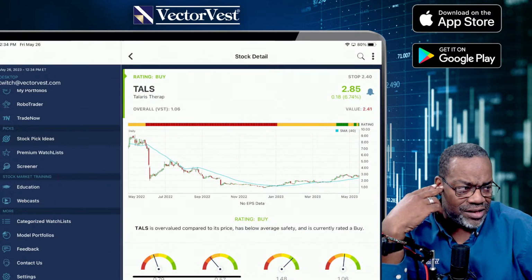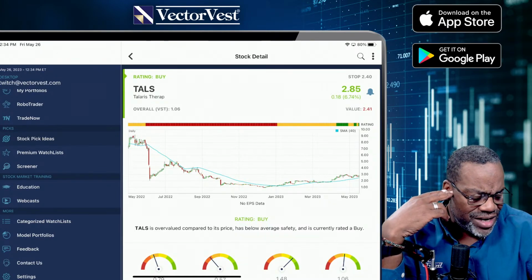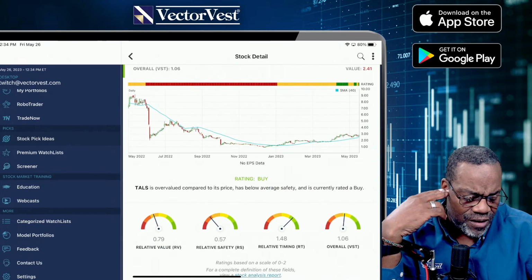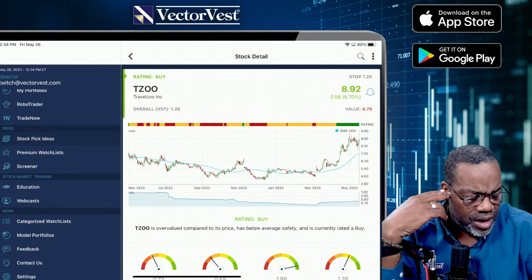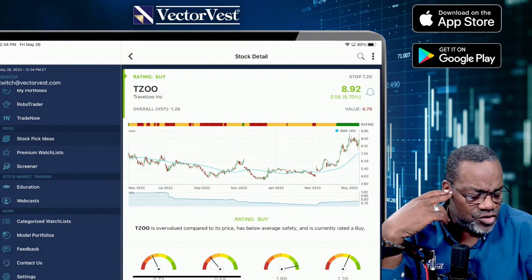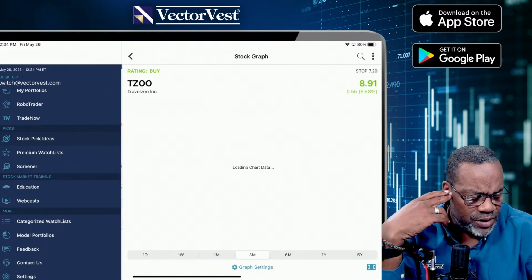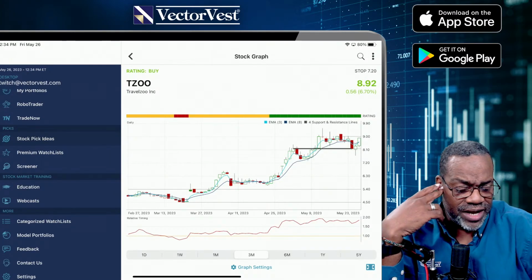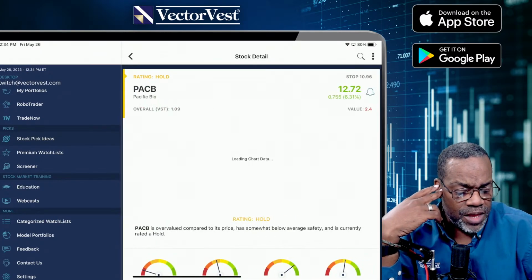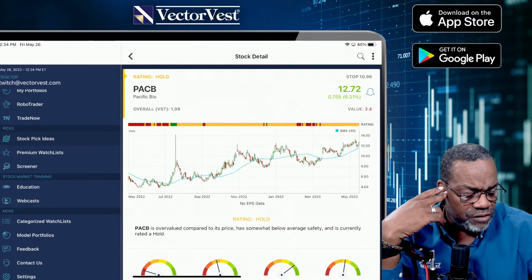TALs. I don't know if I really want this. It's riding that level of the moving average, trending down a little bit. RV and RS both below 1. I probably can find a better stop. TZOO, Travelzoo, a little bit more volatile. Let me zoom in on it. It's in a channel. I'd like to see it break out of that channel first before I even consider it.